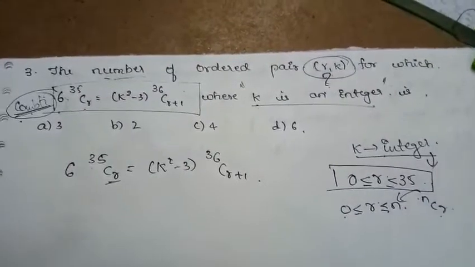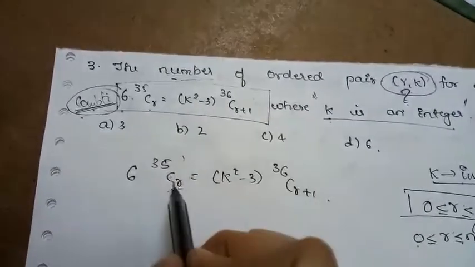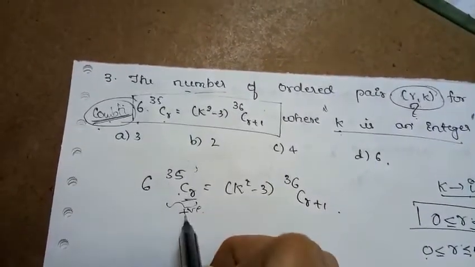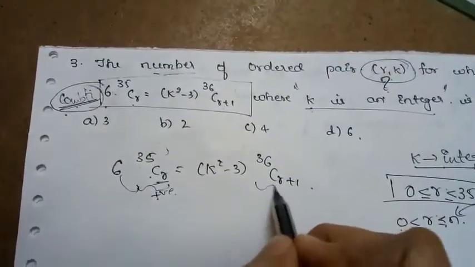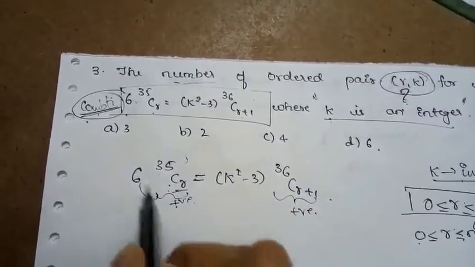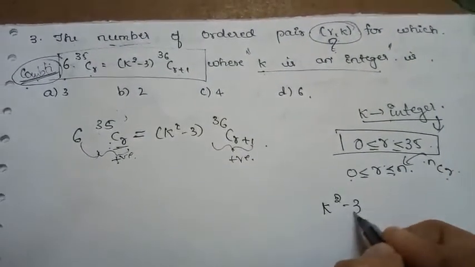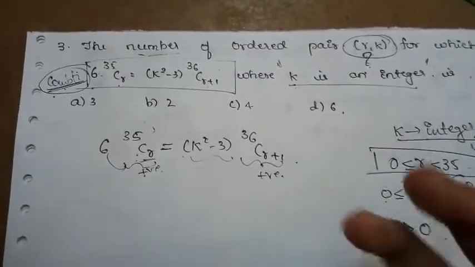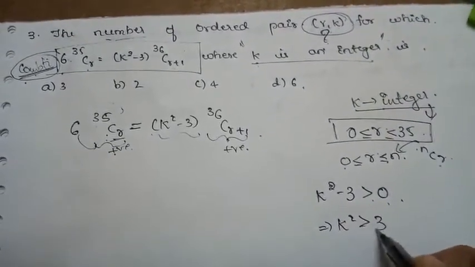And the thing is k is an integer. So observe here, 35Cr, whatever might be the value of r, this becomes a positive value. If you multiply 6 to this, whatever value we get, our LHS will be positive. Again here, this will also be positive. Since they have given the equality sign, our LHS and RHS must be equal. That means our clear thing is k square minus 3 should be greater than 0. It should be positive, meaning it should be greater than 0. What does that imply? k square should be greater than 3.